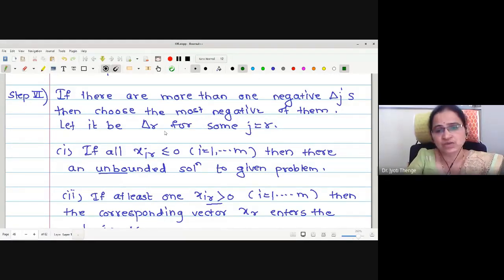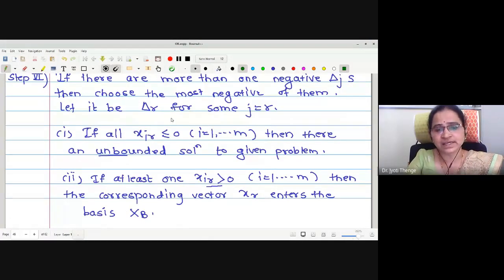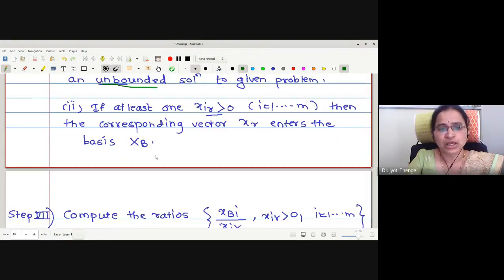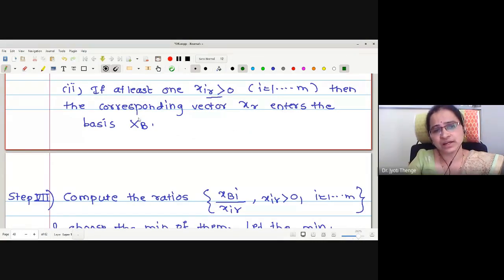Suppose we have m basic variables and we add one variable to the basic set, then one has to leave the basis. Therefore, the most negative delta j is the criterion for selecting the entering variable. Then to select the outgoing or leaving variable, we have to take care of the column corresponding to delta r. If all the values in the column xir are less than or equal to 0, then there is an unbounded solution. If at least one xir is positive, then the corresponding vector can enter the basis.